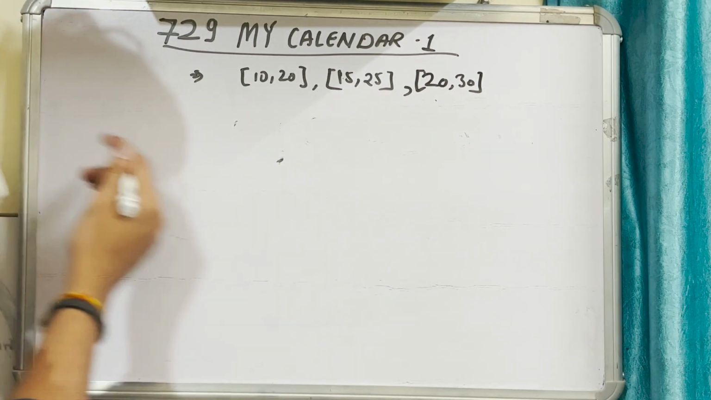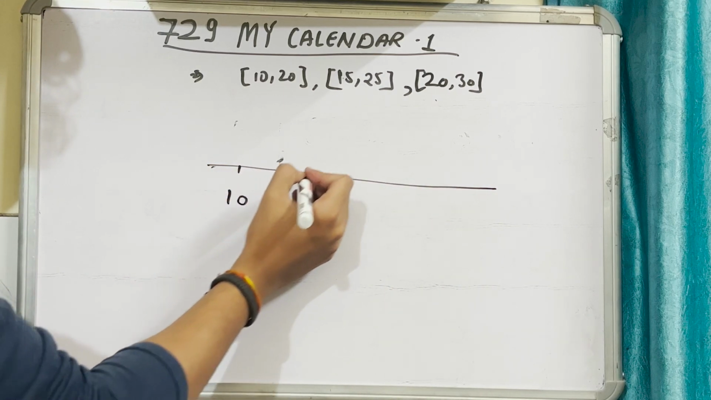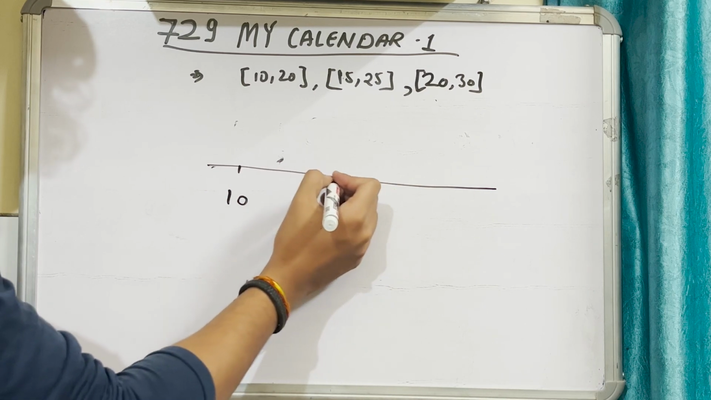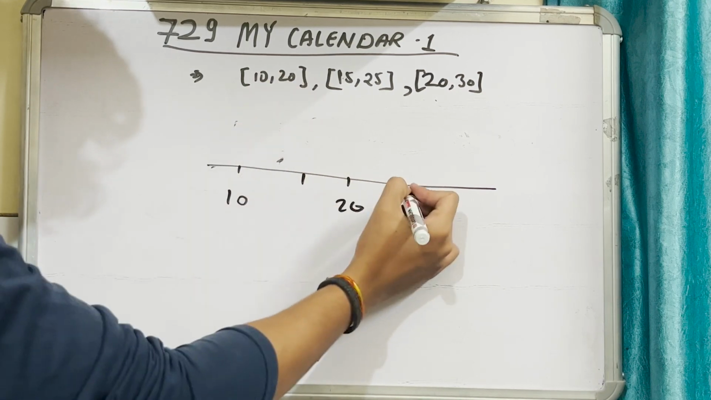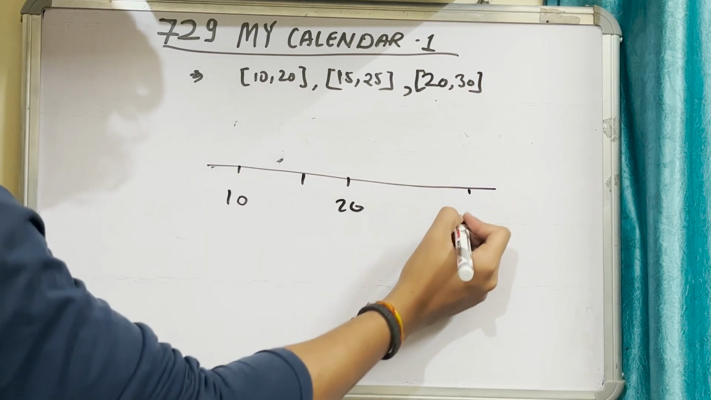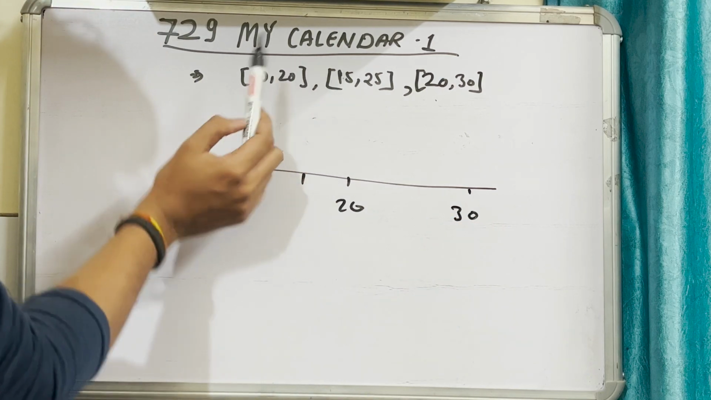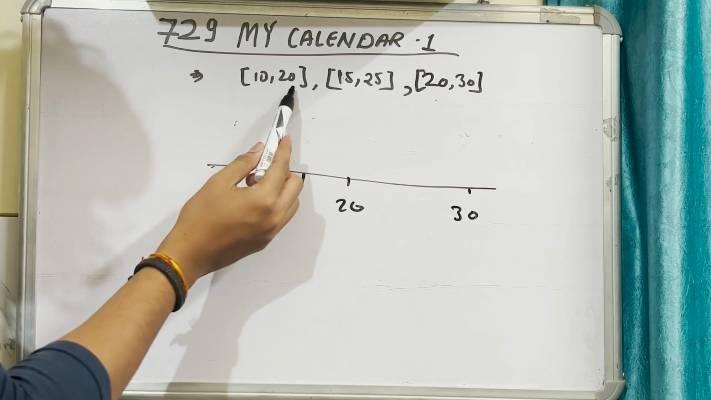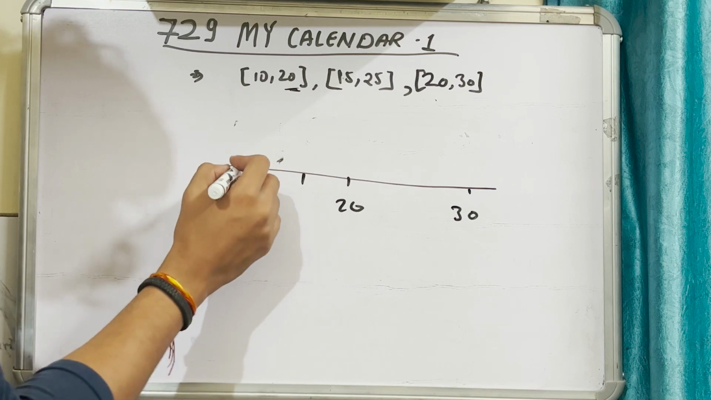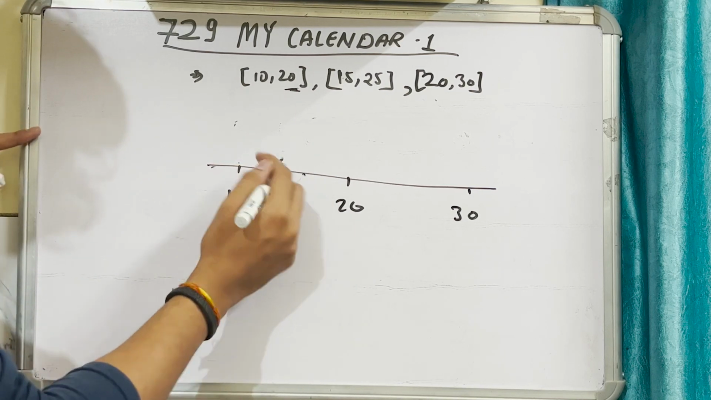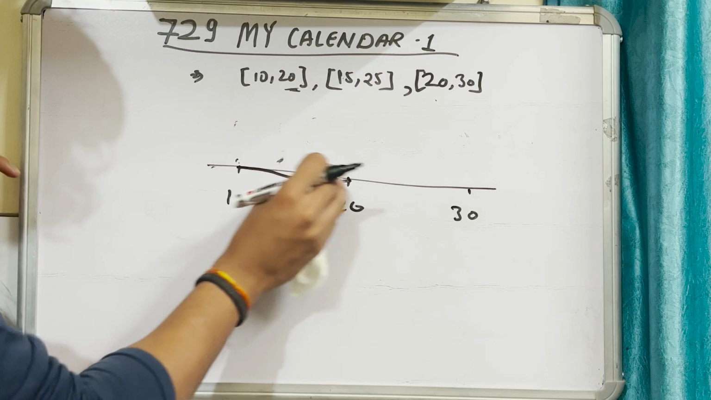Let me just give you an example of a number line. So this will be a number line. For example, 10, 20. This will be your first interval, then 20, 30. And there is a thing: if there is a booking from 10 to 20, the second end date is non-inclusive. What is the meaning of non-inclusive? Like if we have a booking from 10 to 20, like this.